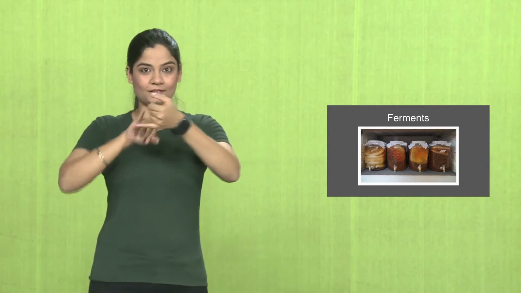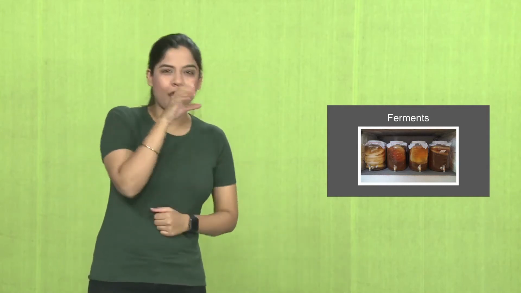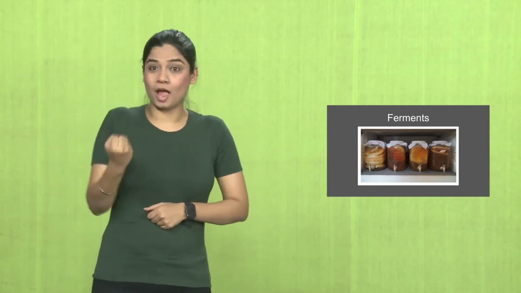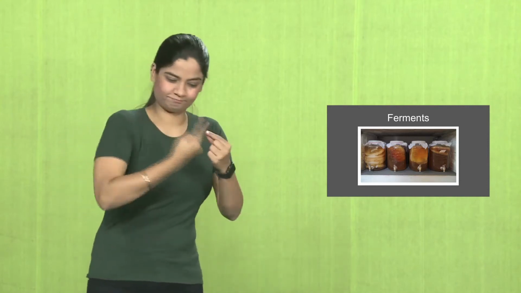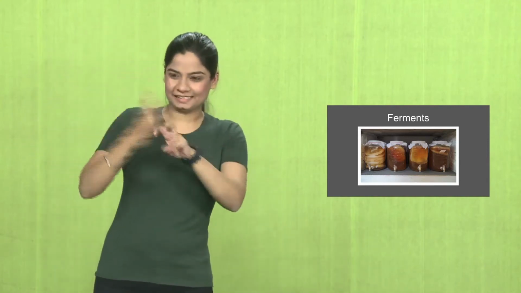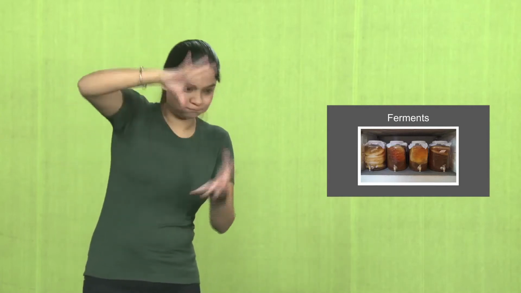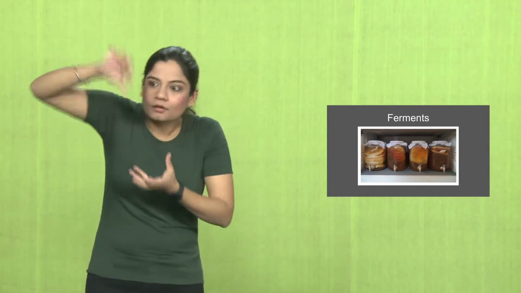Ferments. Undergoes fermentation. For example, pickle undergoes fermentation when it is converted from a mango to a pickle. The mangoes are cut, then they are kept in the sun, then they become ripe, then the masala, the oils are added, everything is added and it ferments and then becomes achar. So that is ferments.